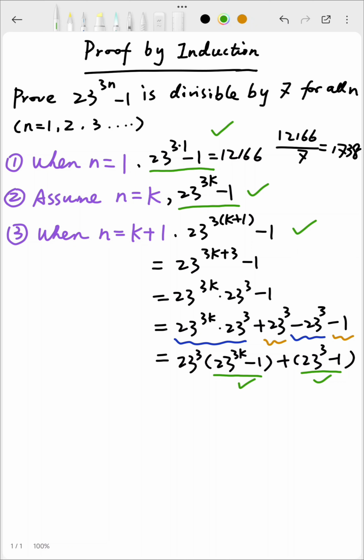Alright, so now we have successfully proved the statement holds when n equals k plus 1. Therefore, we can say 2^(3n) minus 1 is divisible by 7 for all positive integers of n.